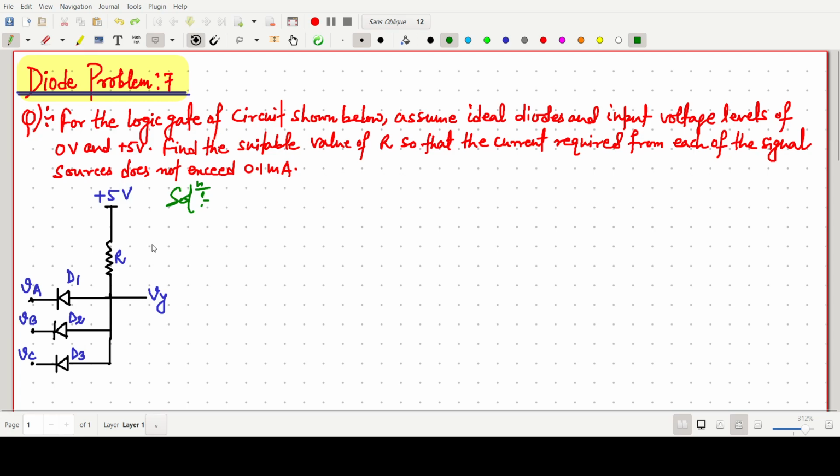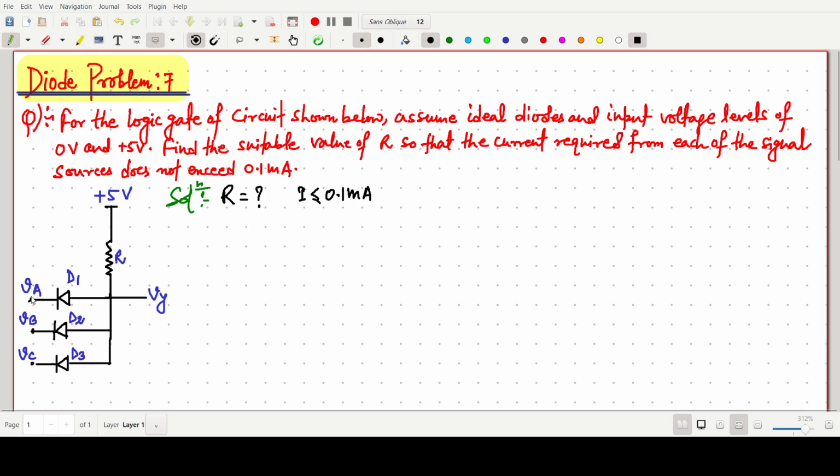Find the suitable value of R such that each of the signal sources does not exceed 0.1 milliampere. So we have to find the value of R where the I value does not exceed this, meaning the I value should be less than this. First, we have to identify which logic gate it is.